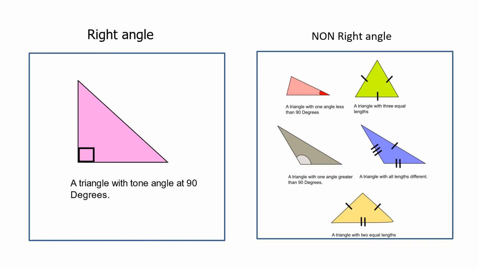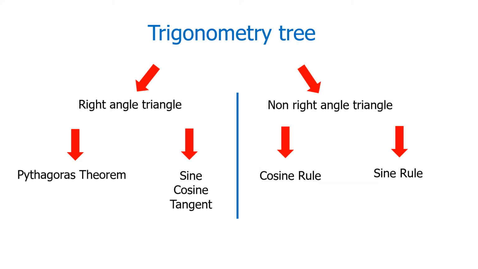There are 2 main types of triangle. The right angle triangle, where one of the corners is 90 degrees, in other words, a quarter of the turn around the circle, and the non-right angle triangles, where none of the corners are 90 degrees. The formulas for using triangles can be divided into 2 categories: right angle triangles and non-right angle triangles. So we'll create a tree with 2 main branches.